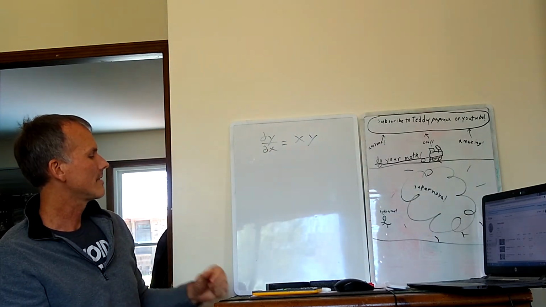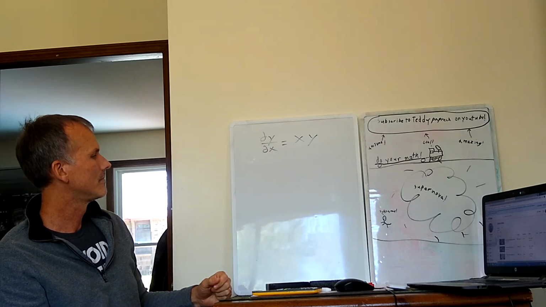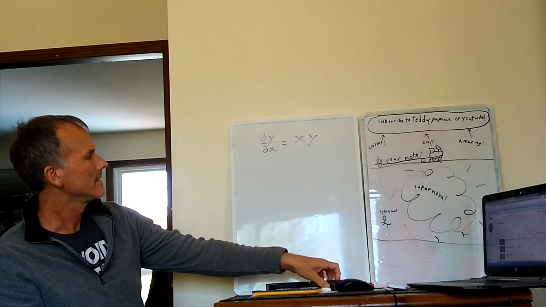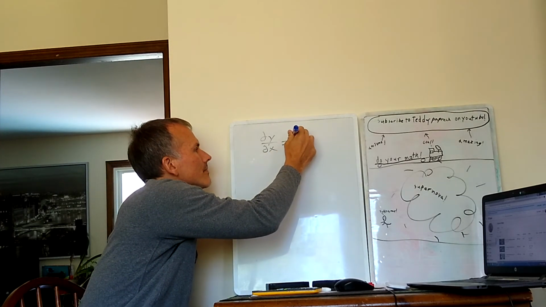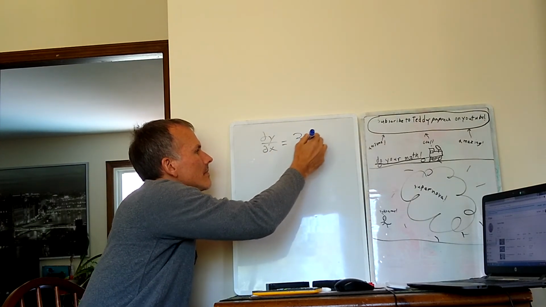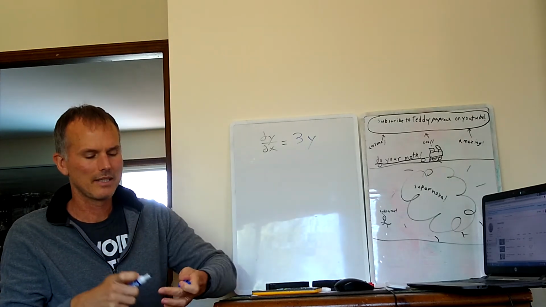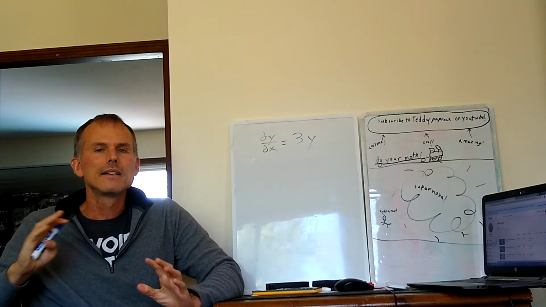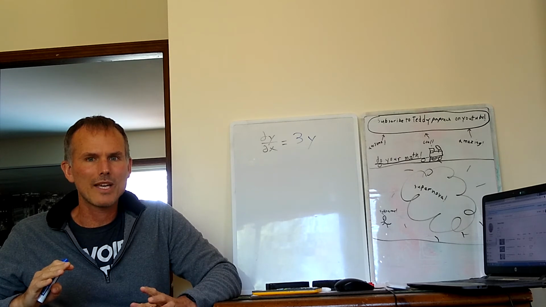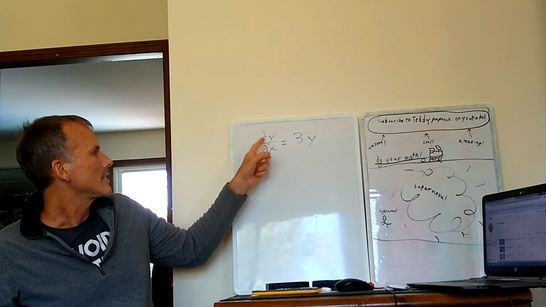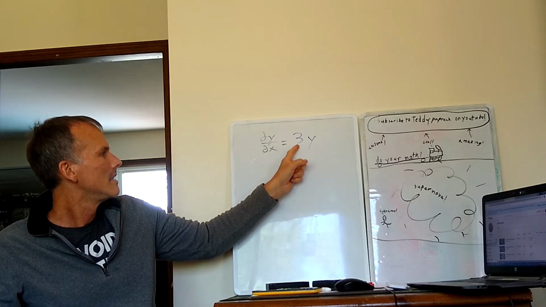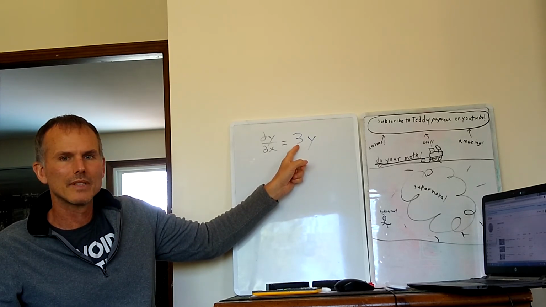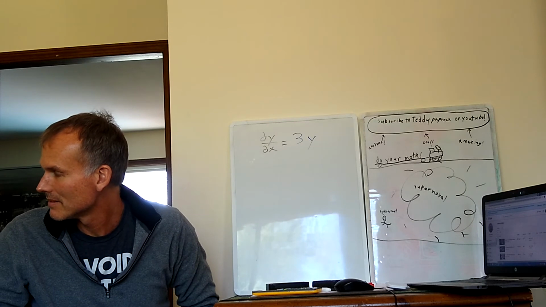In fact, let's make this even simpler, because there's something I actually want to use. Take a look at this. dy by dx equals 3 times y. K is 3.